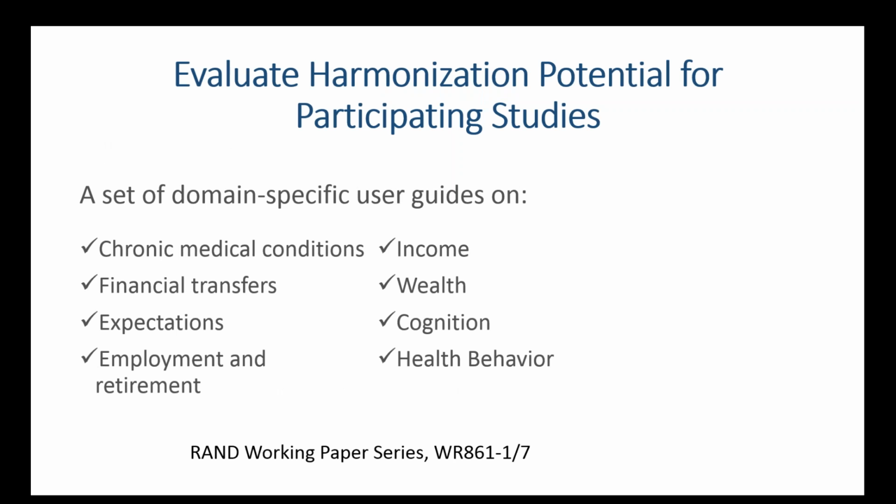One of the things that we've done as part of this project is we have developed a set of working papers to look at specific domains for cross-country comparison. The current ones that we have available are chronic medical conditions, financial transfers, expectations, employment and retirement, income, wealth, cognition, and health behavior. These are provided to give you an idea. Say you're interested in cognition, you could go to this cognition working paper and see how cognition is compared between all these different surveys.